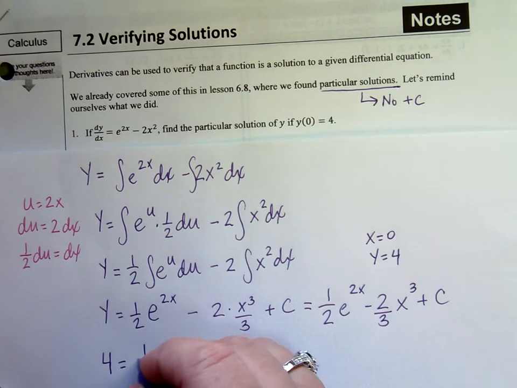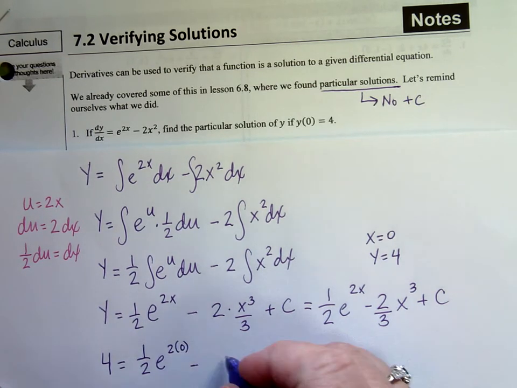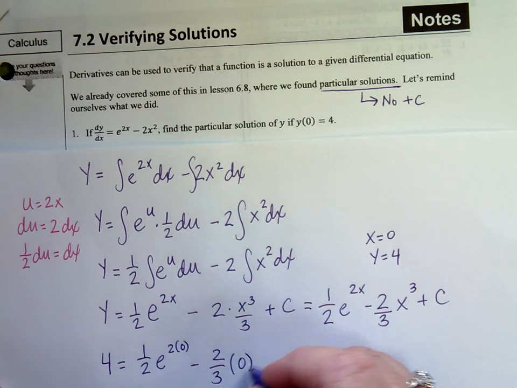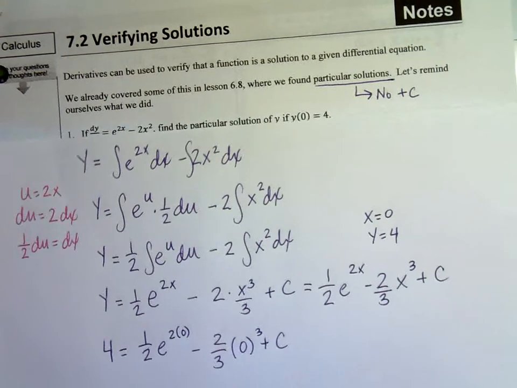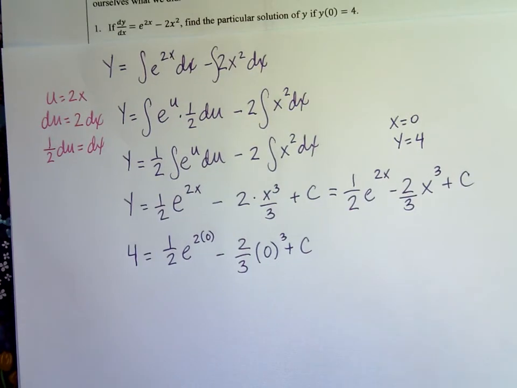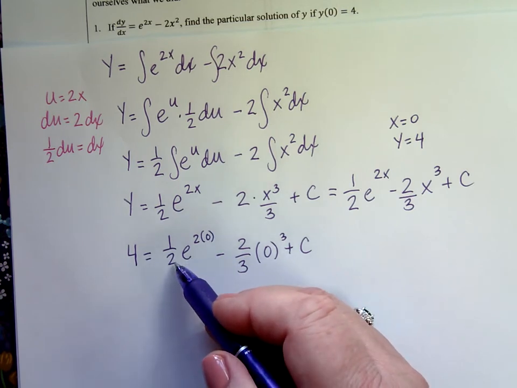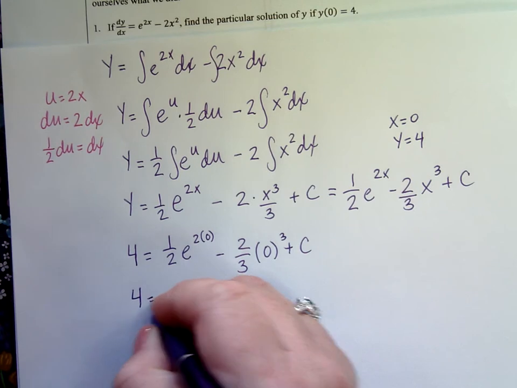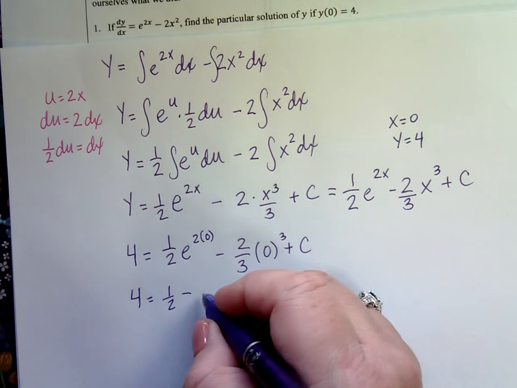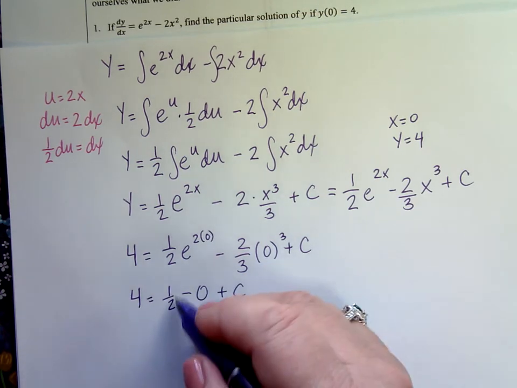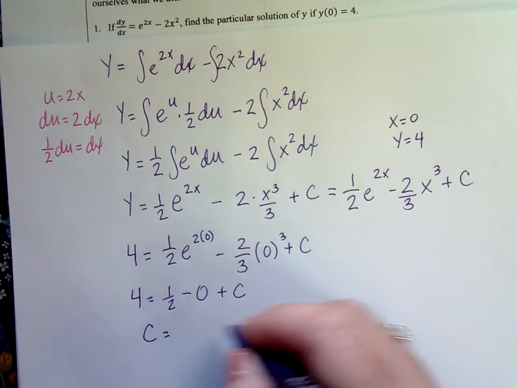4 equals 1/2 e to the 2 times 0 minus 2/3 of 0 cubed plus c. And that's going to allow me to calculate out what the c value is. All right, well, e to the 0 is 1. 1 times 1/2 is 1/2. So I've got 4 equals 1/2. 0 times anything, that whole thing just zeroes out, is 0 plus C. And when I take 1/2 away from 4, I get that C equals 3.5.